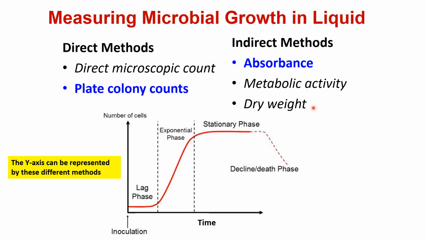And you can simply take samples of the cells, put them in a centrifuge, spin them down, dry them out, and ask, well, what's the mass of the cells? Now, all of these are what give us this y-axis. So you can pick any one of these and they will work. There are some benefits to some of them and drawbacks to them, and you use whatever works best for your experiment.